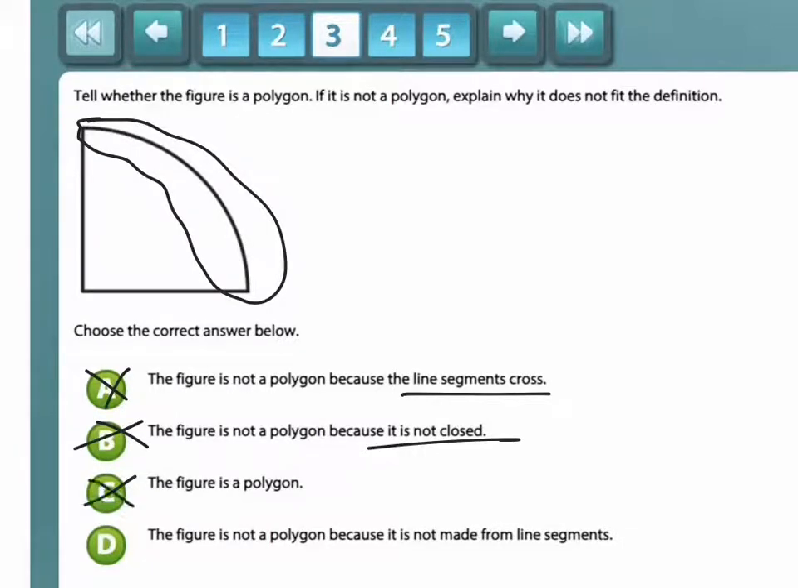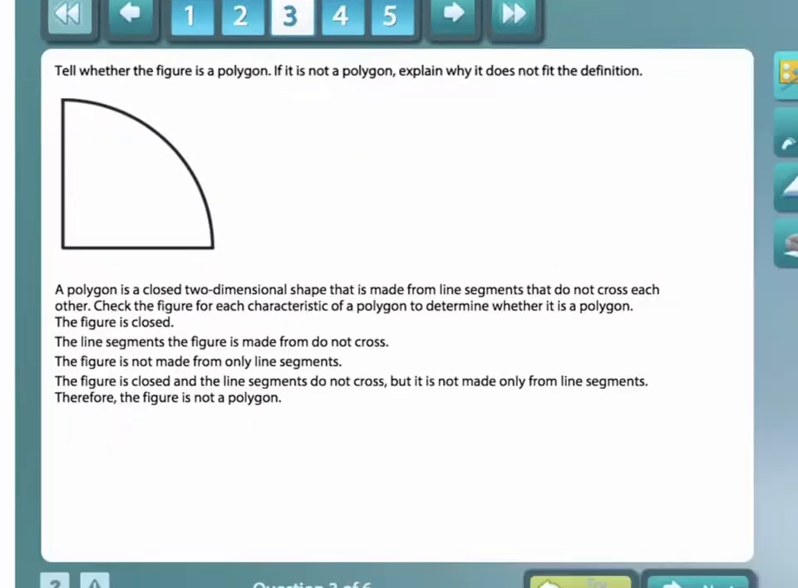The figure is not a polygon because it's not made of line segments. Curved lines are not line segments. Line segments have to be straight lines. And read this to get a further explanation of why it is not a polygon. But basically, it's because it's not made of line segments.